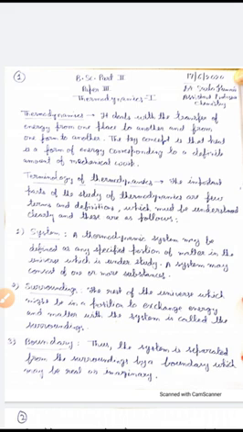Then what is surrounding? The rest of the universe which might be in a position to exchange energy and matter with the system is called the surroundings. We can understand these terms by taking an example.